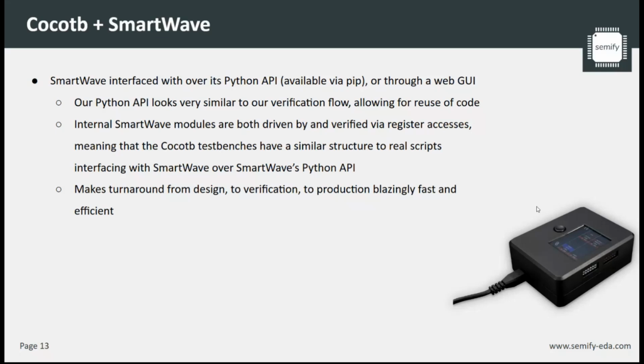And then this goes both ways. So now if we ever run into a production issue or some sort of bug using our SmartWave API, it's very easy to go to simulation and see what exactly went wrong because the code is so similar. What this does for us is it makes the turnaround from design to verification really fast and really efficient. Of course, this wouldn't really be possible without Cocotb and having this really nice Python interface for verification. So this is a little bit about SmartWave.